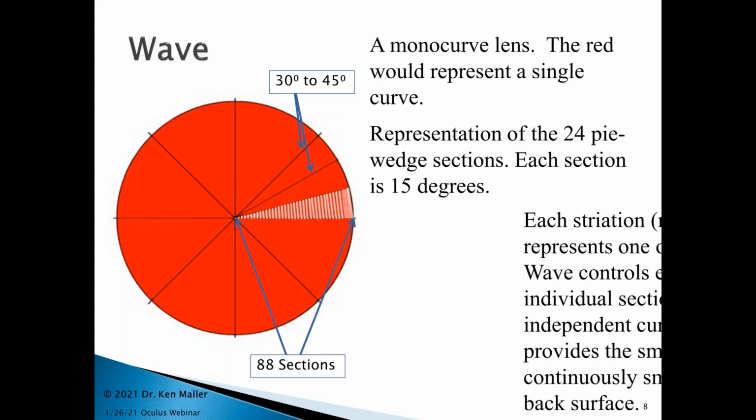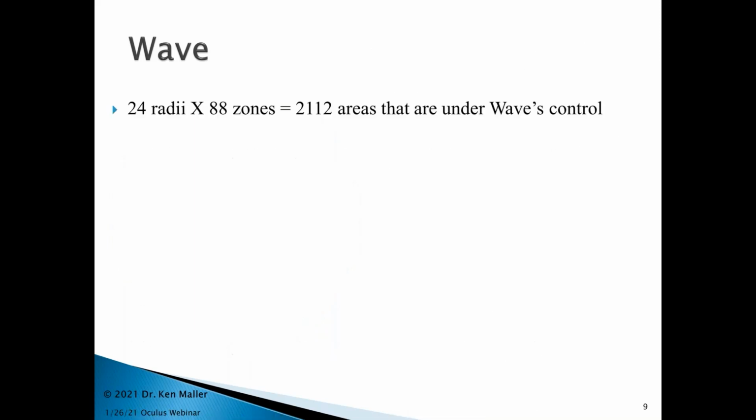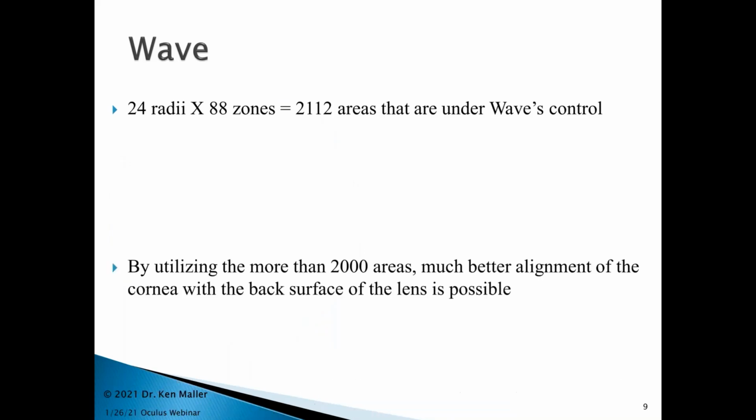And then over here where I have the hash marks, white and red alternating, those are 88 sections. Each striation that you're seeing there, red and white, represents one of those 88 zones. And so you have control over all of that all the way around the clock dial, both on the front and back surface of the lens. Wave just connects them all together so you have a continuous surface. So you have a little over 2,000 areas that are under Wave's control.